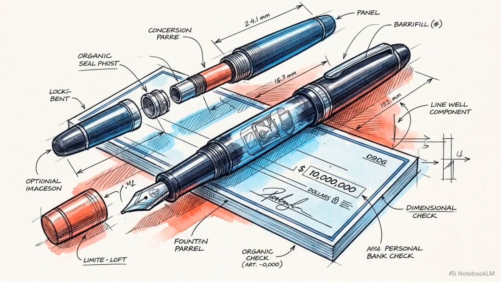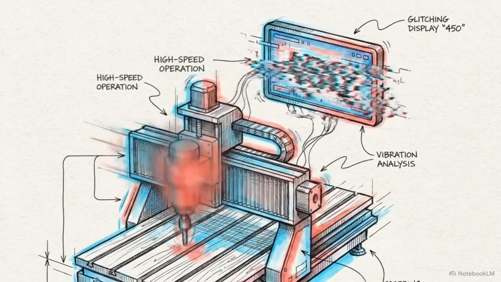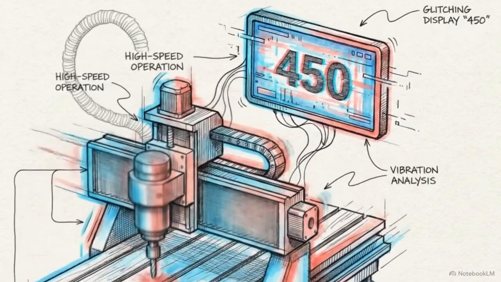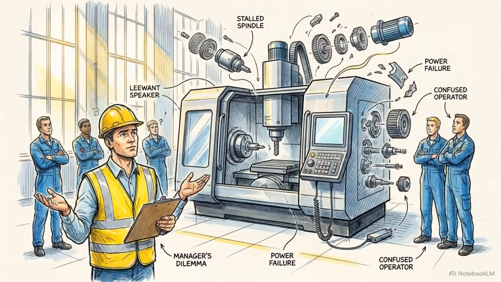Imagine signing a 10 million baht check for a brand new, state-of-the-art CNC machine. The manufacturer guarantees it can produce 1,000 parts a day. But at the end of the month, you check the production logs, and you find it is outputting only 450.